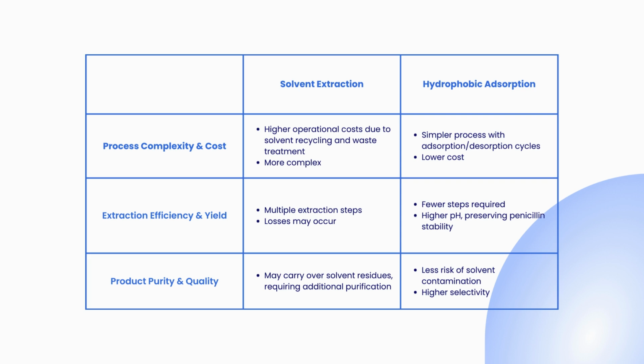In contrast, hydrophobic adsorption uses resins like Amberlite XAD. This method is simpler. Penicillin binds to the resin at one pH and releases at another, skipping harsh solvents. It's greener, cheaper long-term, and preserves penicillin stability by avoiding low pH. The result is higher yields and fewer impurities.